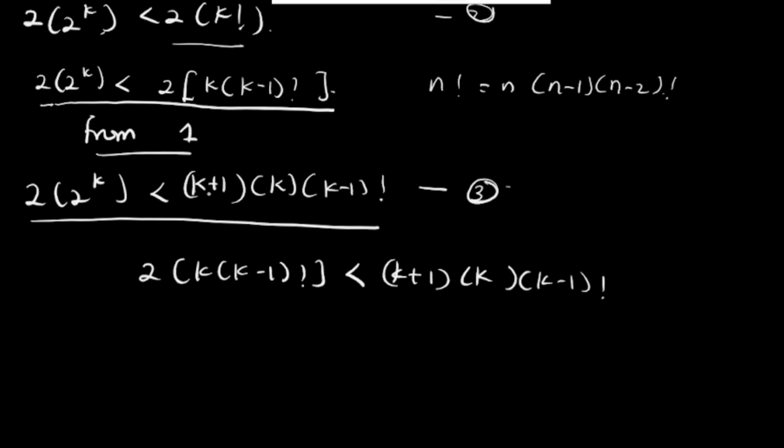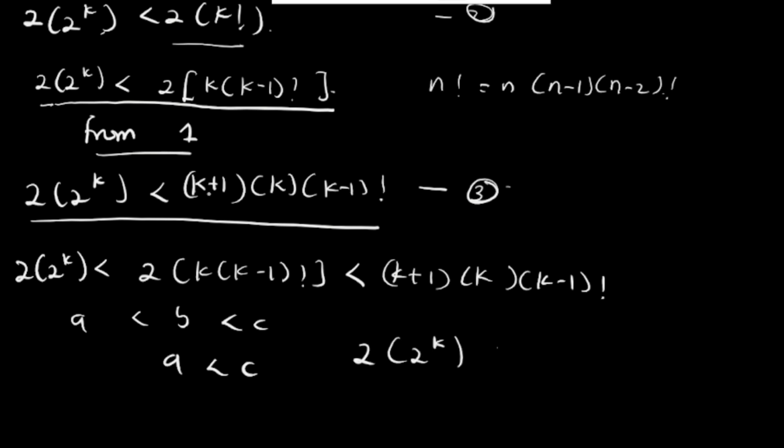And you know 2 multiplying 2 to the power k is also less than this. So if a is less than b is less than c, obviously a is less than c. So if 2 multiplying 2 to the power k is less than 2 multiplying this, then this whole thing is also less than this. Then obviously 2 multiplying 2 to the power k is less than k plus 1 multiplying k minus 1 factorial, and that is exactly from our hypothesis.